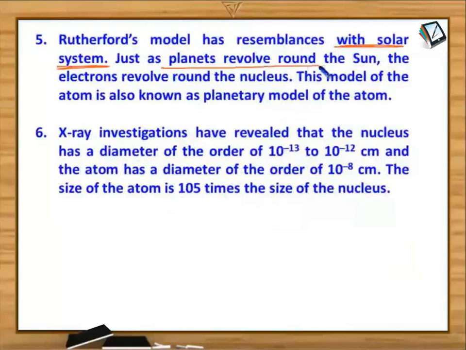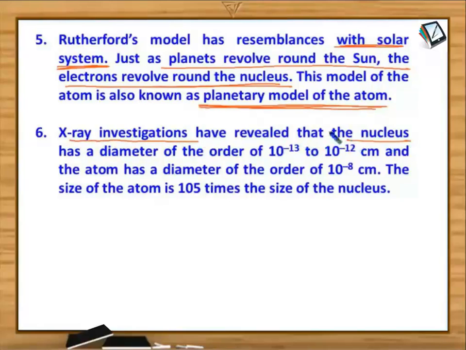Just as the planets revolve around the sun, the electrons are revolving around the nucleus, isn't it? Similarly here, the electrons are revolving around the nucleus, and that is the reason why Rutherford's atomic model is also called the planetary model. The next point, based on the X-ray investigations, it was revealed that the nucleus has a diameter in the order of 10 power minus 13 to 10 power minus 12 centimeters, and the atom has a diameter of around 10 power minus 8 centimeters. So from this we can conclude that the size of the atom is 10 power 5 times the size of the nucleus.